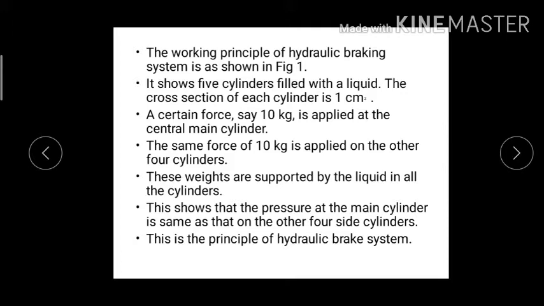If I reduce the force over here in the main cylinder, whatever weight is there will start pushing the liquid back. That is the working principle of Pascal's law, which is used in lifting heavy weights. The application of Pascal's law is to lift heavy weights by applying a small force; the force is multiplied. Based on that only, the hydraulic brake system works.